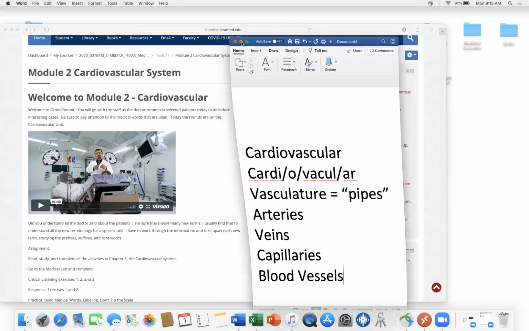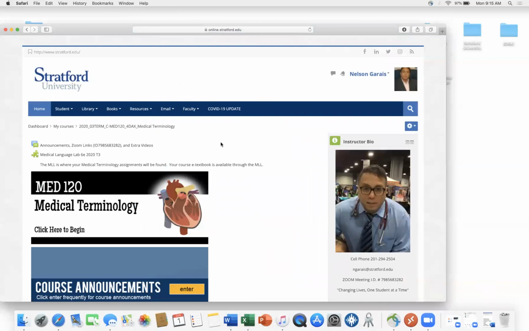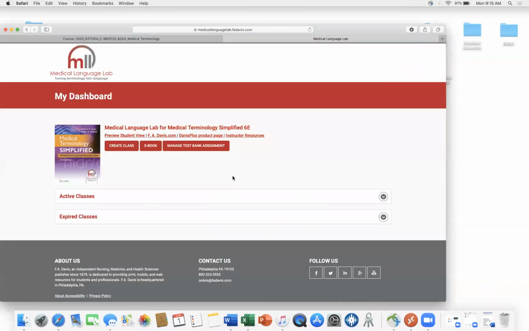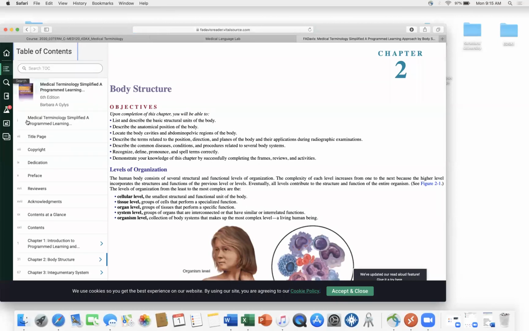So let me minimize this, and then let's now jump to the chapter. So I go into my medical language laboratory. And if I don't want to get into my class and I just want to go right into my ebook, I can just click on ebook right there. And then, of course, your table of contents here on the side. And then I'm going to find the chapter.